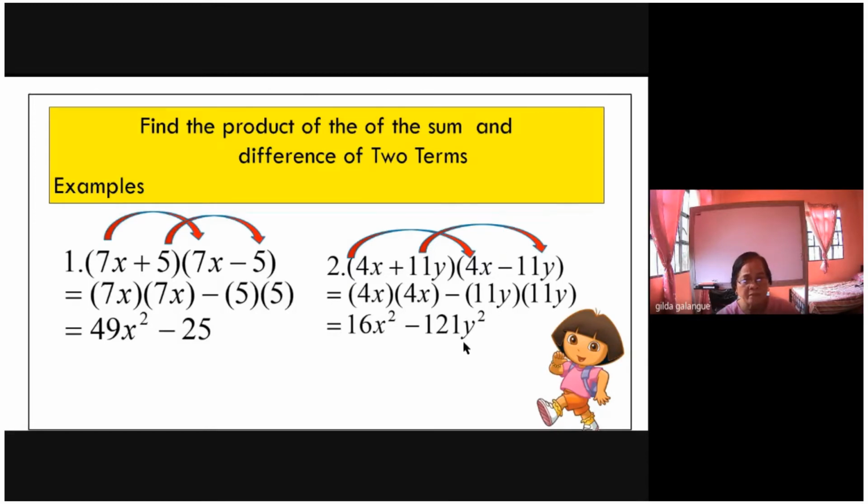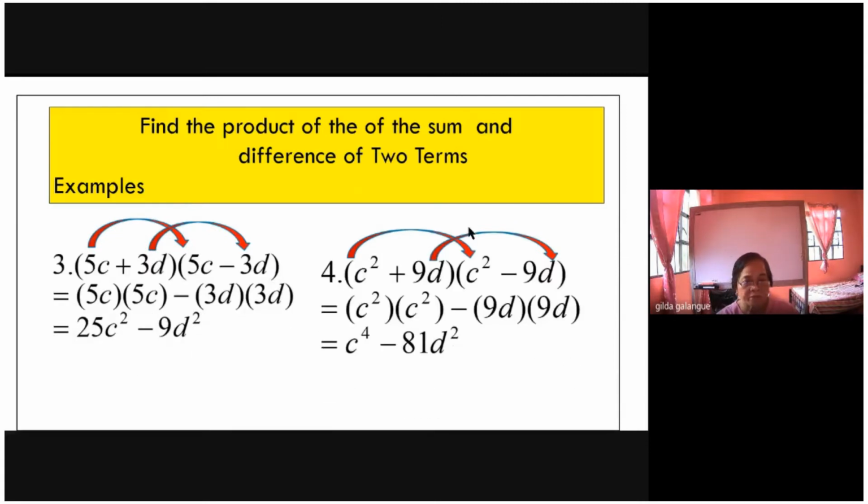Now we are in this number. We again wanted to multiply the first term by the first term and the last term by the last term if one is positive and the other one is negative. 4x times 4x is 16x squared. 11y times negative 11y is 121y squared.